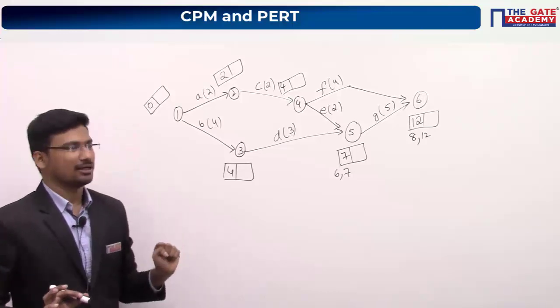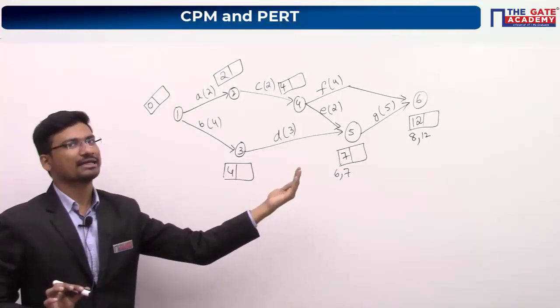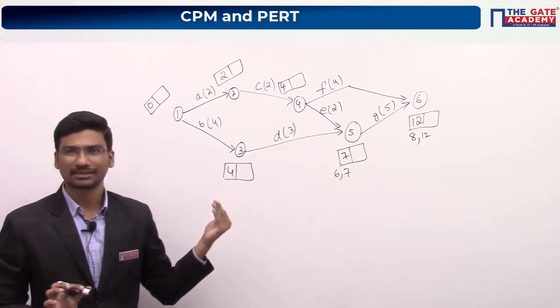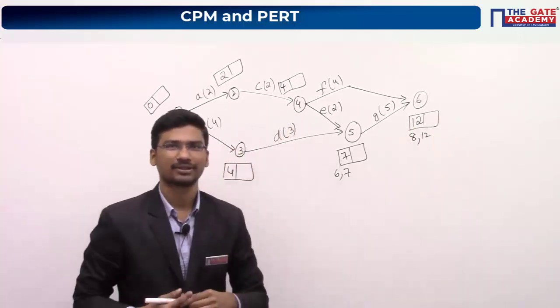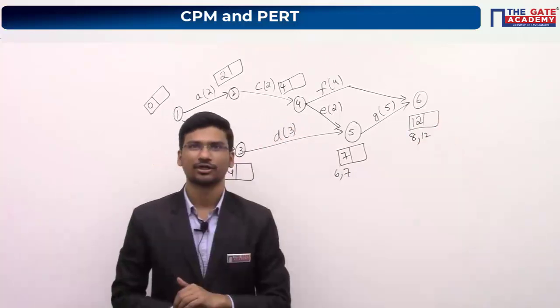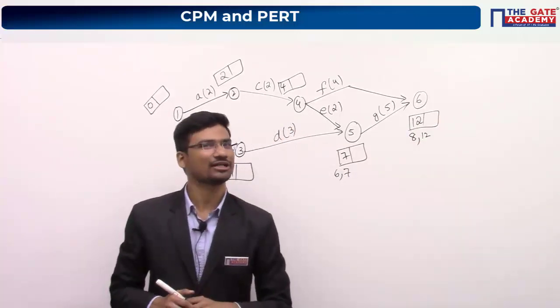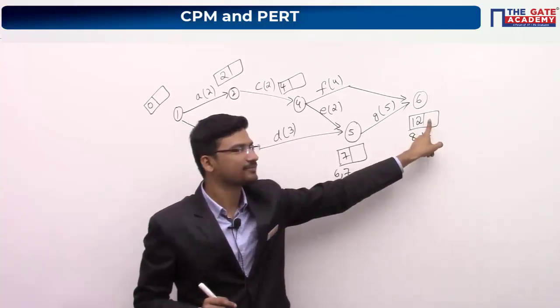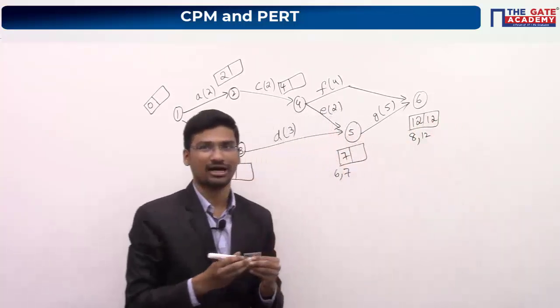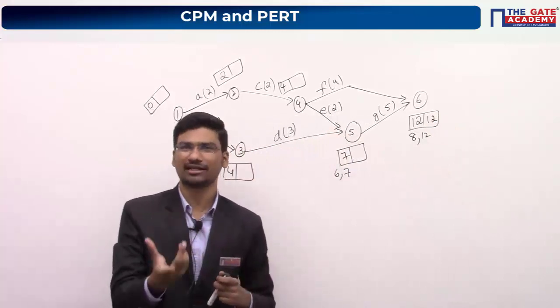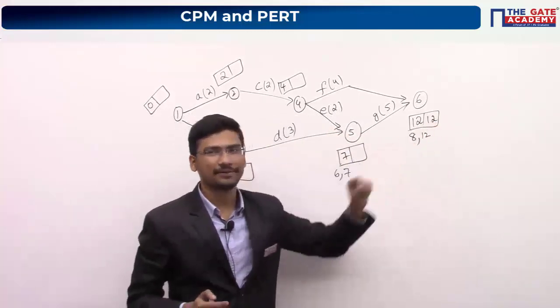Right? Now we are using backward pass rule. So what should I write here? 12. Okay, very good. So why? What is the reason why we have to write 12 here? Okay, very good. You have given a very good answer. So we should know the reason also, right? So why do I have to write 12 here?